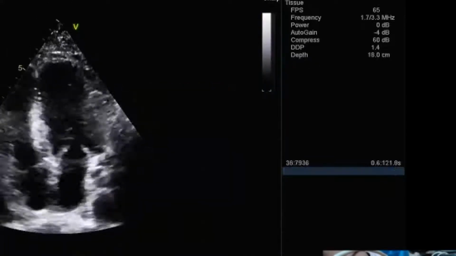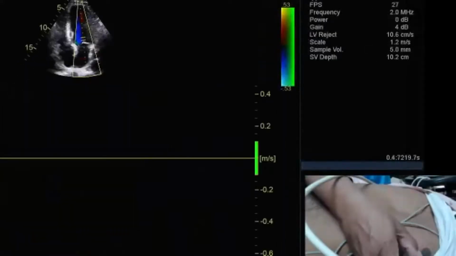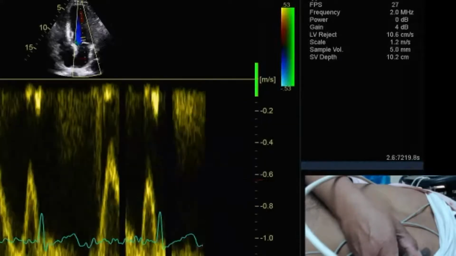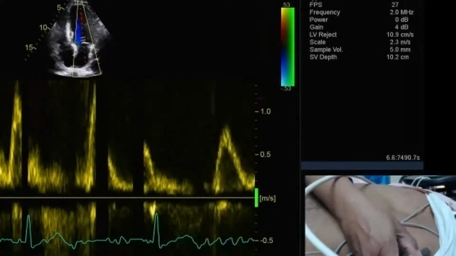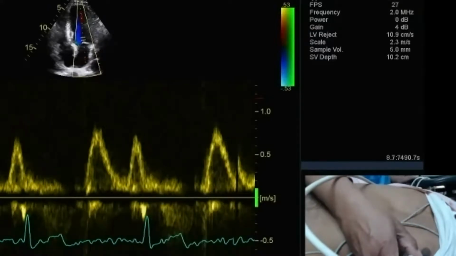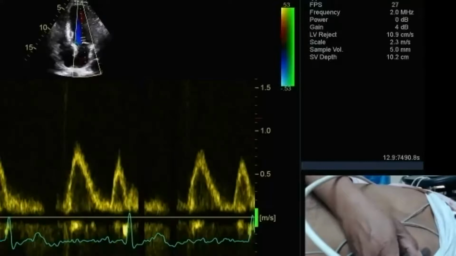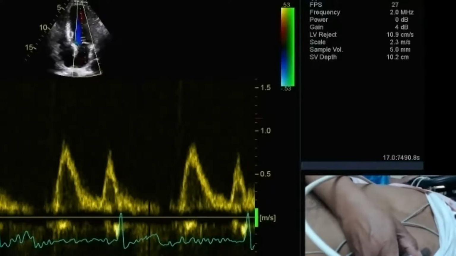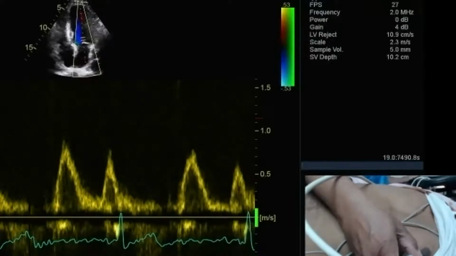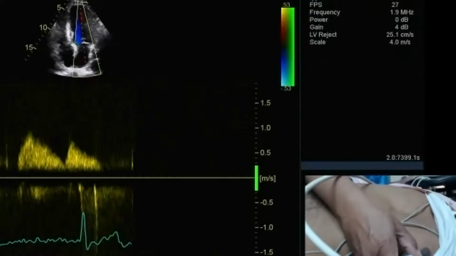And how to get rid of this aliasing? As Parashar sir always says, first you increase the scale to the maximum possible limit. So I'm increasing the scale to the maximum possible limit. If I still cannot contain it, I'll change the baseline to the other side. So I'm changing the baseline to the other side. Now I can see very well. Or third, you can switch over to continuous wave Doppler.